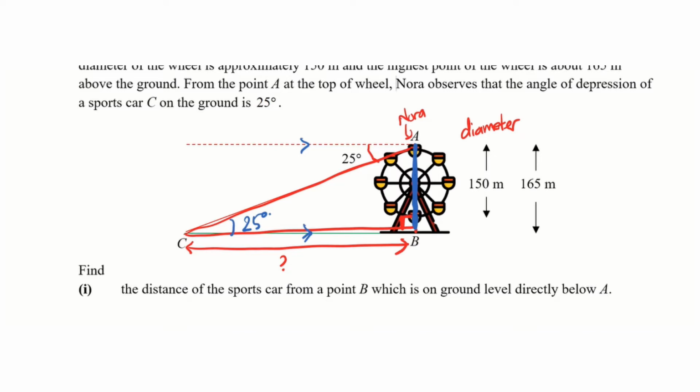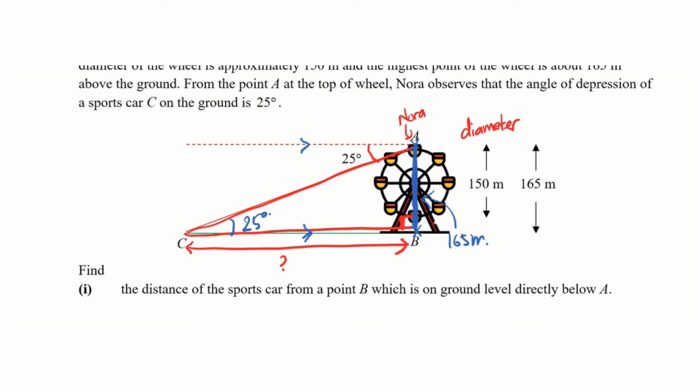Okay, the answer should be that this vertical distance should actually be 165 meters, because it is all the way from point A all the way to the ground level, which is B. So we should be taking 165. 150 is only the diameter of the wheel.